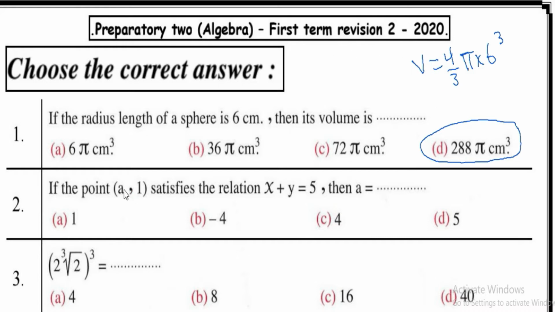If the point (A, 1) satisfies the relation x plus y equals 5, then A equals... الـ A هي الـ X والـ Y 1، يبقى A plus 1 equals 5, so A is 4. Next: 2 cubic root 2, all to the power 3: 2 to the power 3 is 8, times cubic root 2 all to the power 3, the 3 بيكنسل cubic root, equals 2. 8 times 2 equals 16.